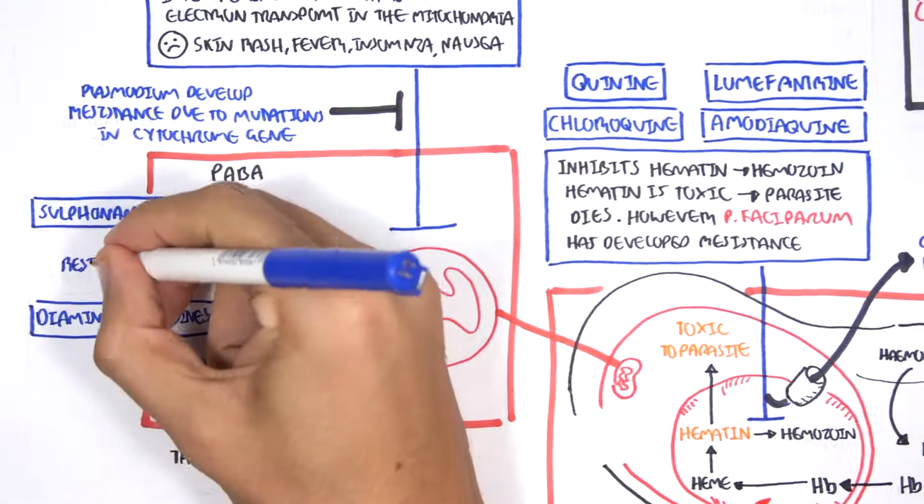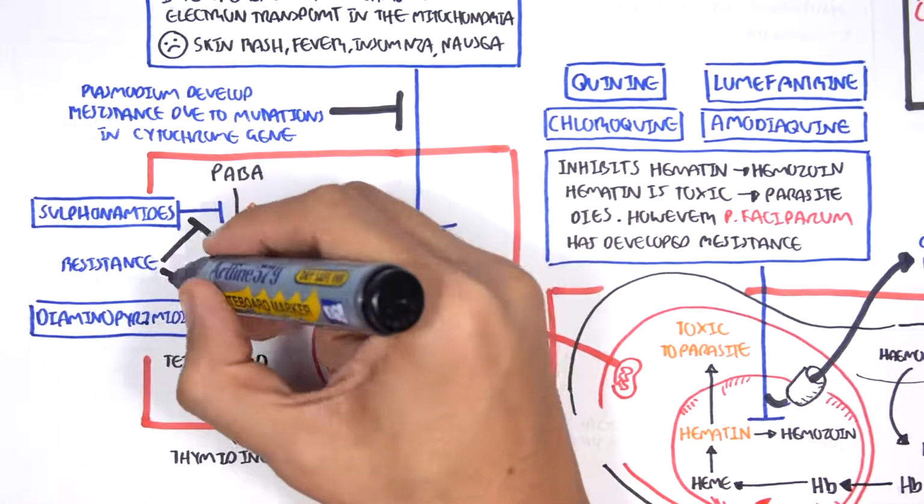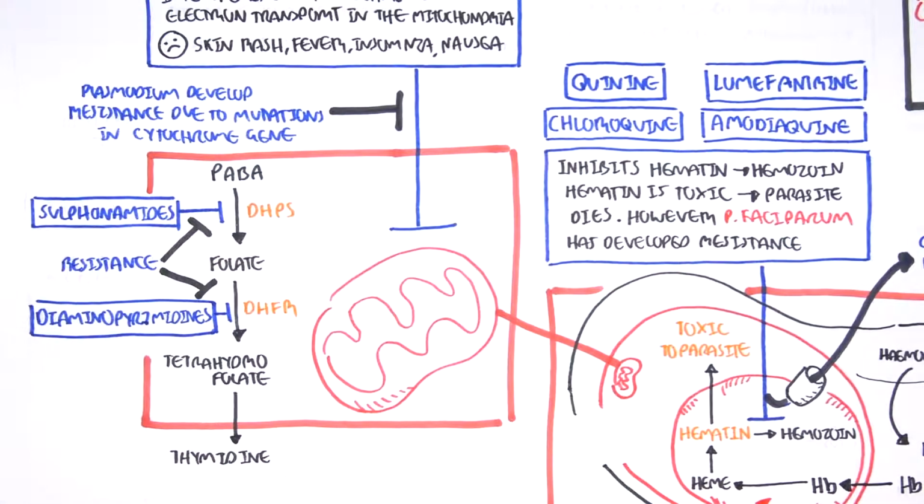The parasite has also been able to develop resistance to these drugs through genetic mutations of the enzymes, making them different enzymes.